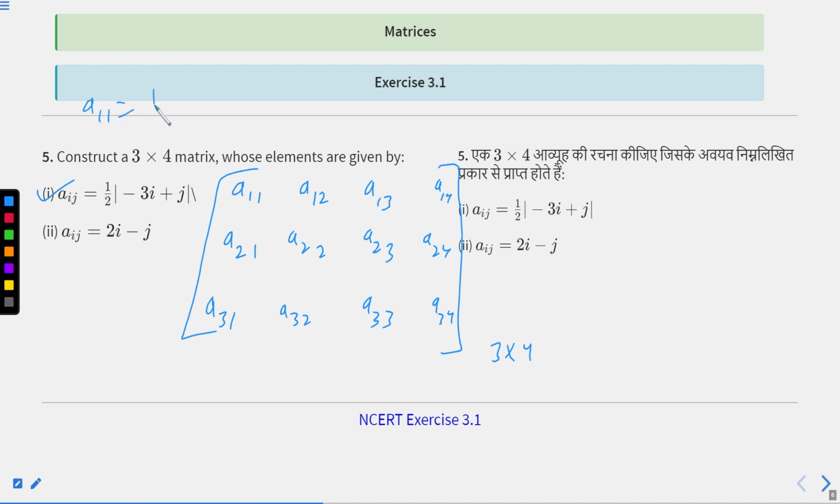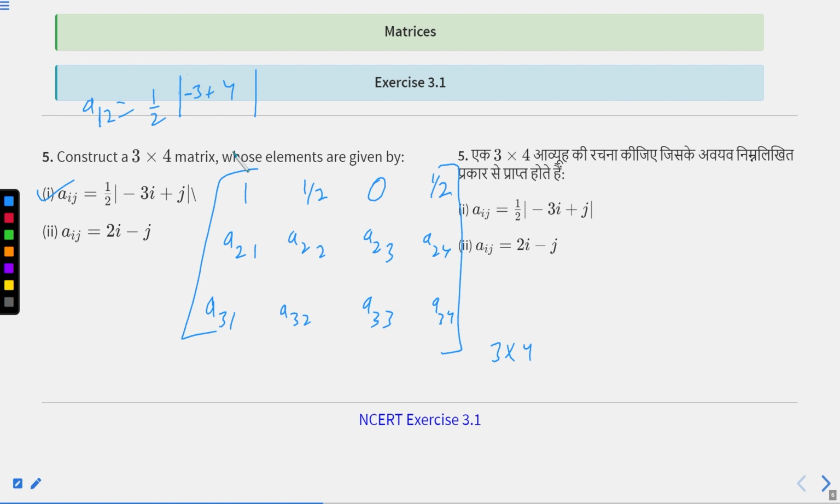This means A11 will be half of mod of minus 3 plus 1, mod of minus 3 plus 1. So this will be, as you can see, minus 2. This will be just 1. So your entry will be 1. Now 1, 2 means i is 1. Okay, so minus 3, i is 1, minus 3 plus 2. So this will be 1 by 2. Now 1, 3 means this, so your entry will be 0. Now 1, 4 means this, so half, your entry will be half.